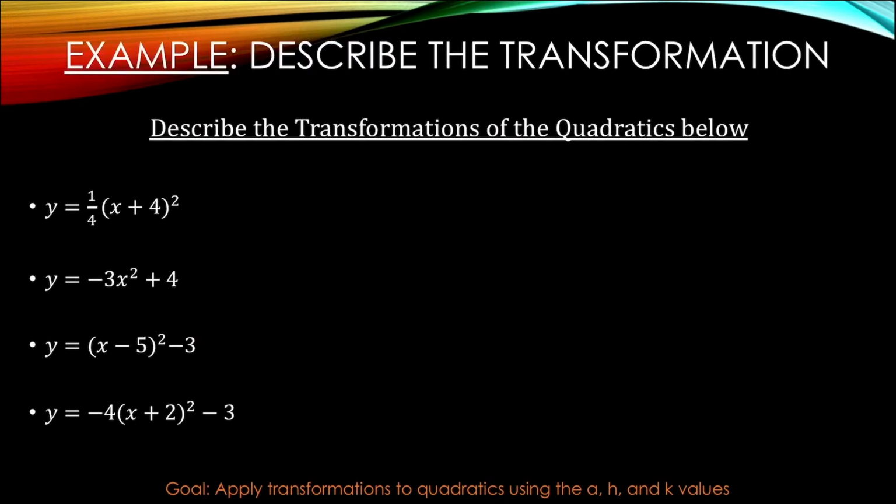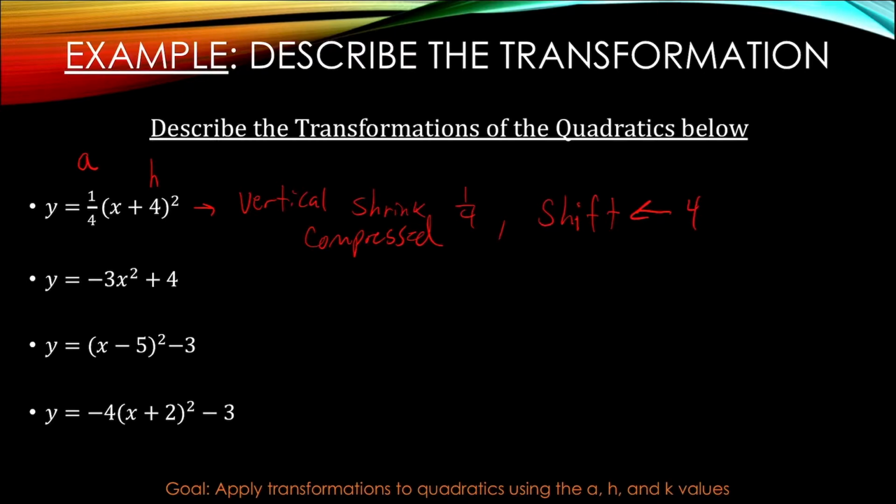Alright, so let's just talk about this transformation. The first thing I'm going to do is check. I have my H and my A. We're going to say vertical shrink by 1/4, or we could say compressed. And then my H, it says +4, and we never trust our X's. So I'm going to say shift to the left by 4.